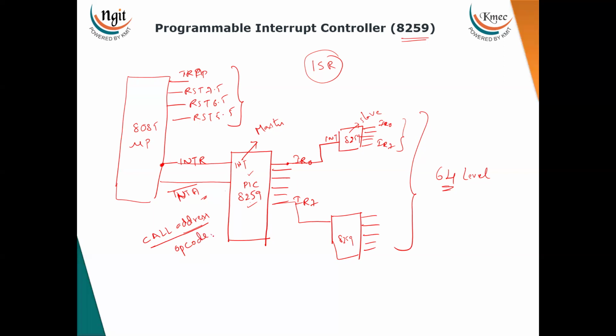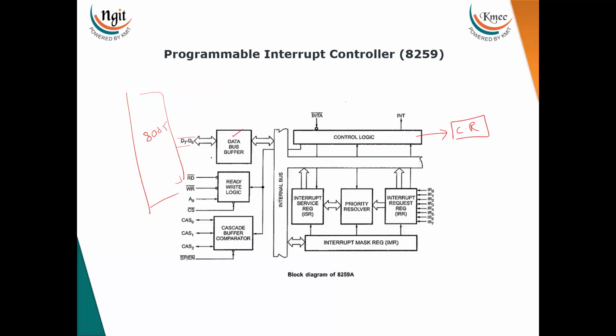Now this call and address means what it is having. For the call instruction, the opcode is there. Now whatever address is specified over here, lower order address, and after that higher order address. So first the microprocessor will send the opcode in response to this INTA. It will send the opcode through the data bus first. Again the microprocessor will send the acknowledgement signal to the PIC.